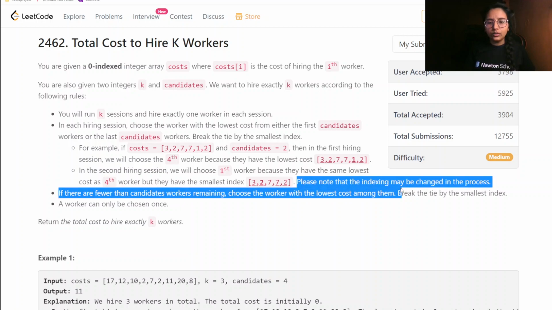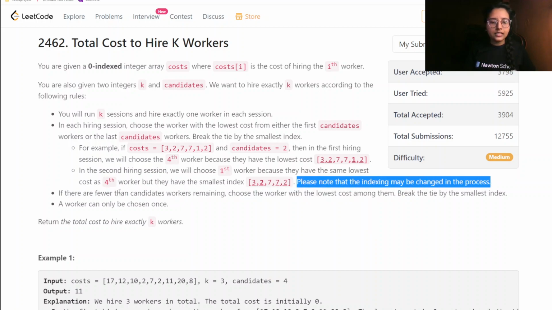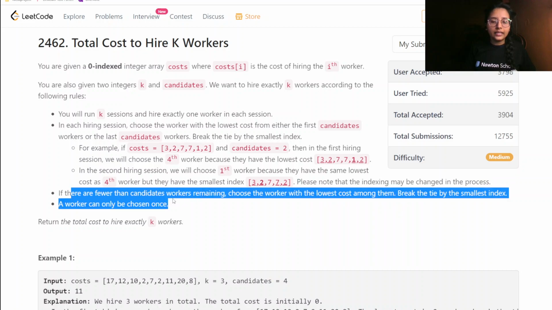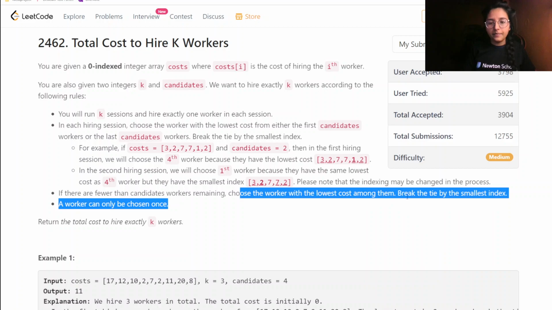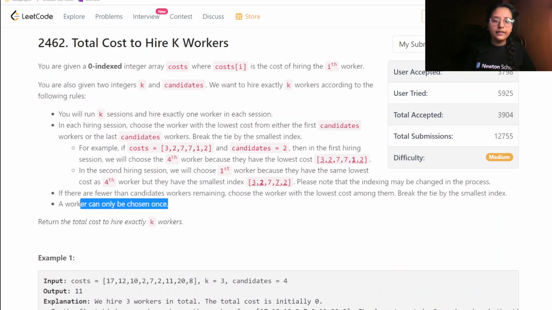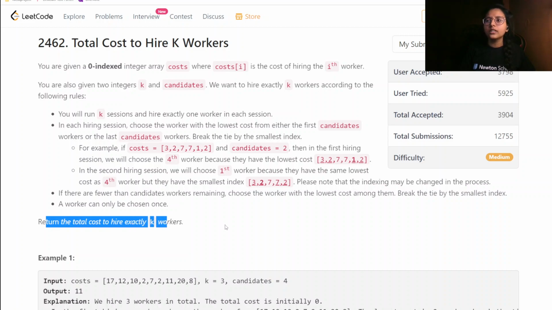Now, please note that indexing may change in the process. If there are fewer than candidates workers remaining, choose the worker with the lowest cost among them. Break the tie by the smallest index. A worker can only be chosen once. That is another thing which will be fulfilled by eliminating the candidate which we have already chosen. And we are required to return the total cost to hire exactly k workers. That total cost would be directly on the basis of whatever candidates we have chosen.